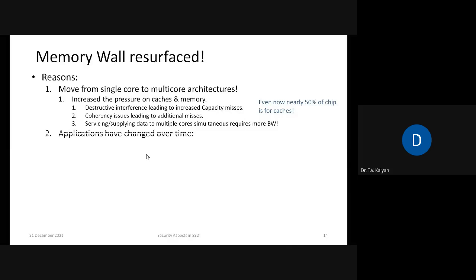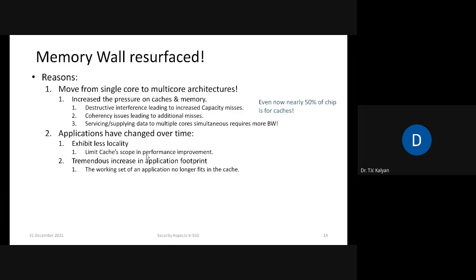Thank you. So the nature of applications has changed. They were exhibiting less and less locality. So the caches were not of much help here. Again, the memory was in the critical path. Also, the applications were getting bigger and bigger. Because of this, the working set, at least, was not fitting in the caches.